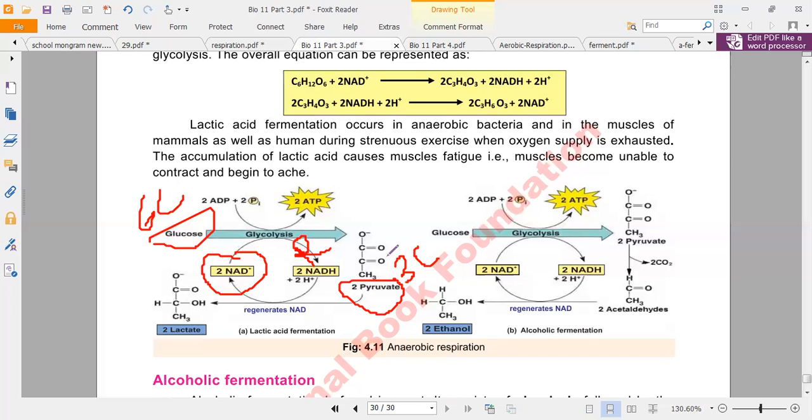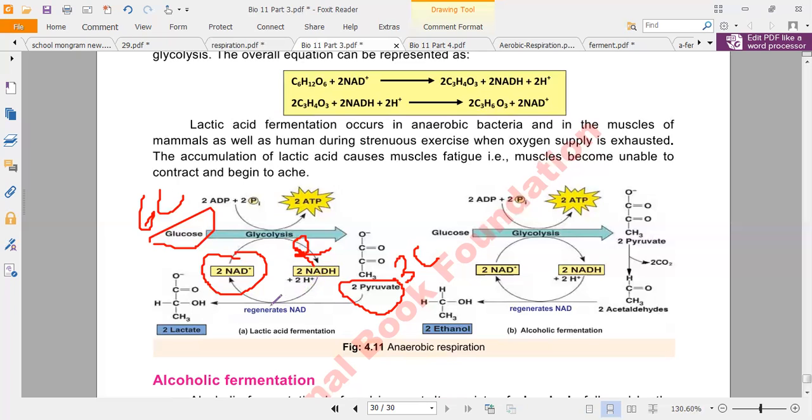So after pyruvate, if oxygen is present, then this NADH gives the electrons to oxygen. Oxygen is the final electron acceptor in the electron transport chain. So this NADH plus 2H gives these electrons to oxygen, and then we will get more ATPs. And also this proton is utilized for the production of water at the end of the reaction.